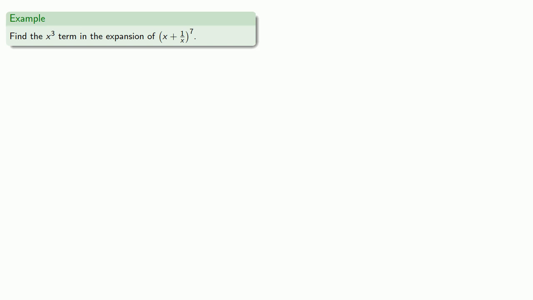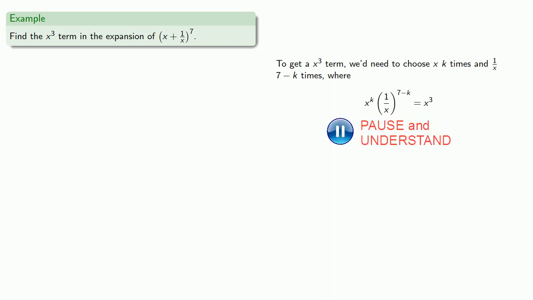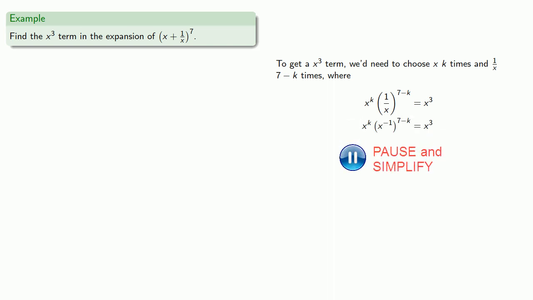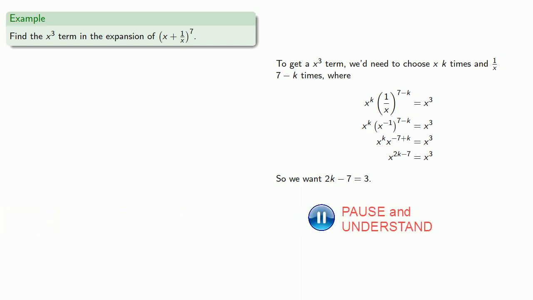Now, what's different here is that we could incorporate that other factor and possibly get an x cubed. So let's think about this. To get an x cubed term, we need to choose x k times, don't know how many that is, and 1 divided by x, the remaining 7 minus k times. And what we'd want is that our variables, x to the k times 1 divided by x to the power 7 minus k, has to be x cubed. And we can do a little bit of algebraic simplification here. We can do a little more than that. One more. And what we want is our exponents to be the same. So we want 2k minus 7 to be equal to 3. We can solve.